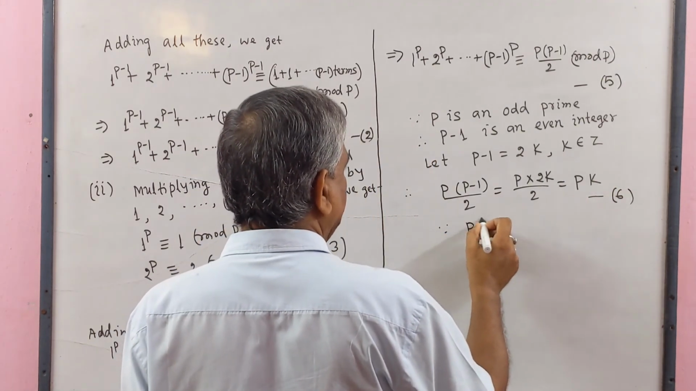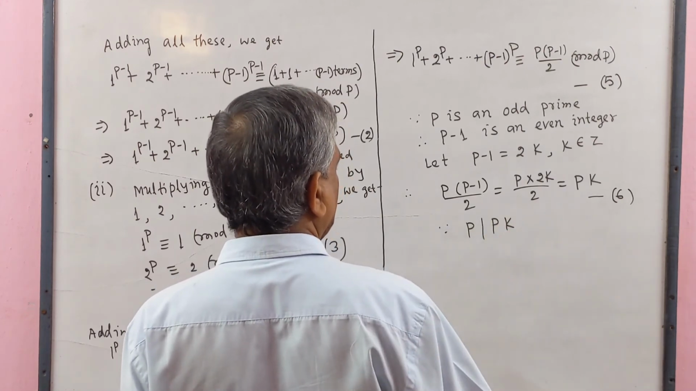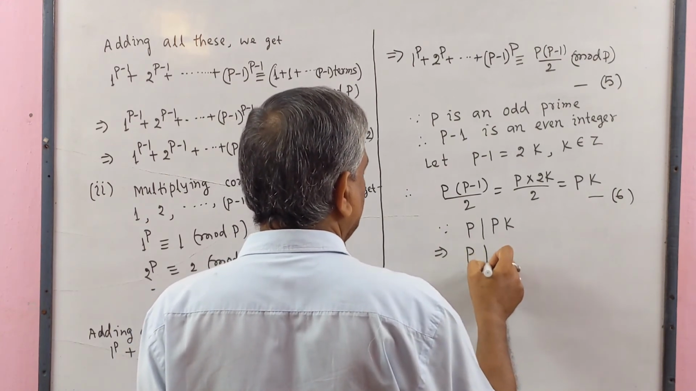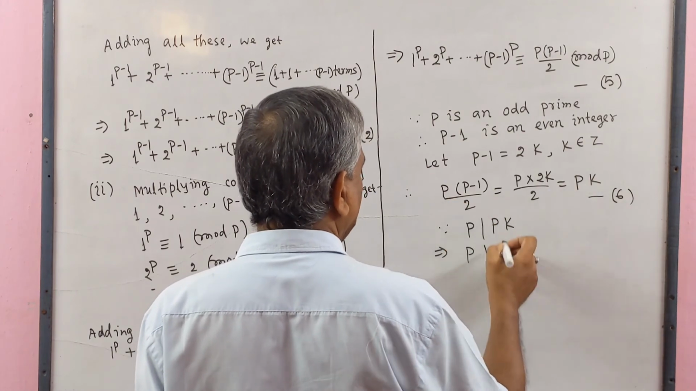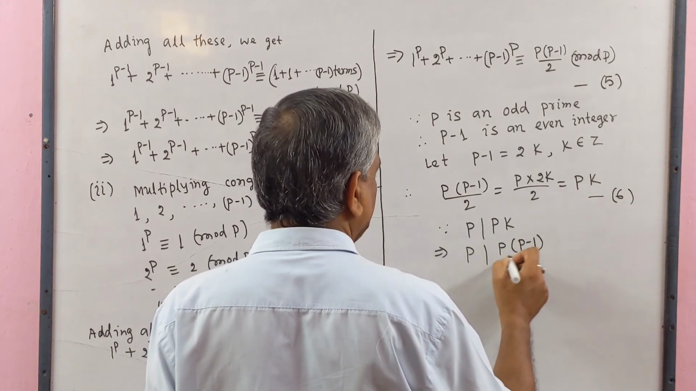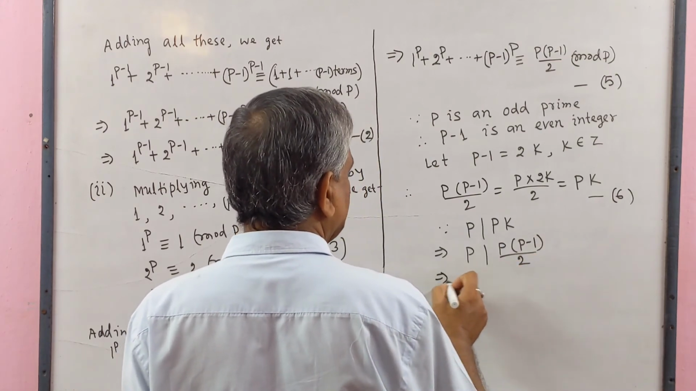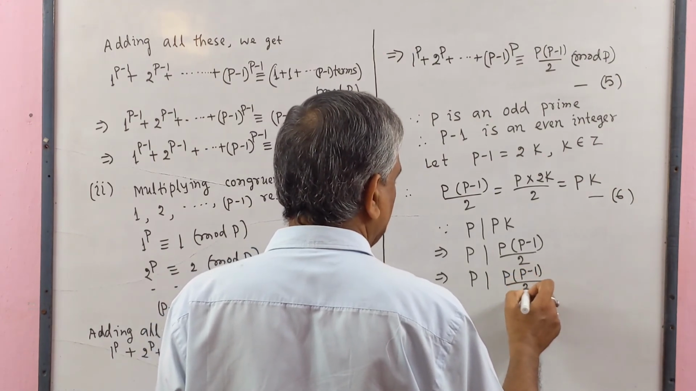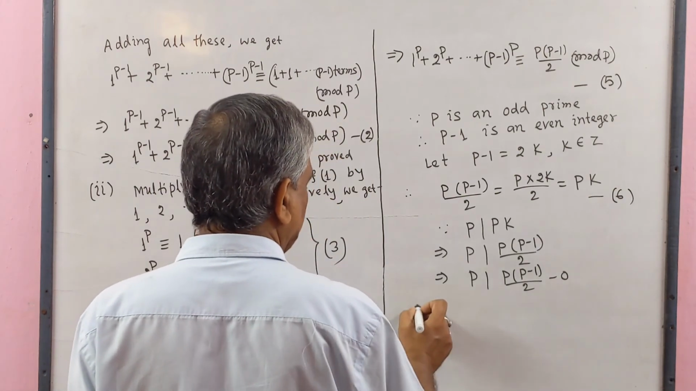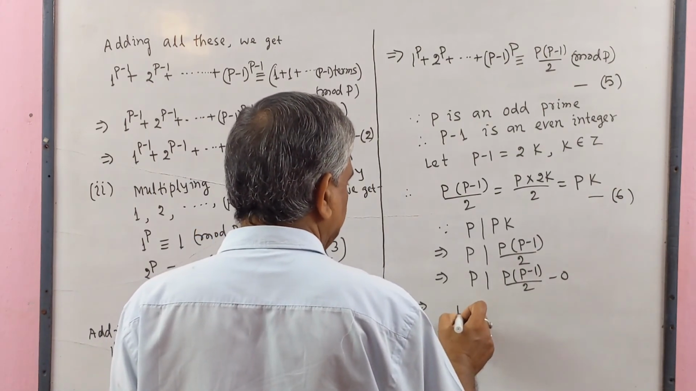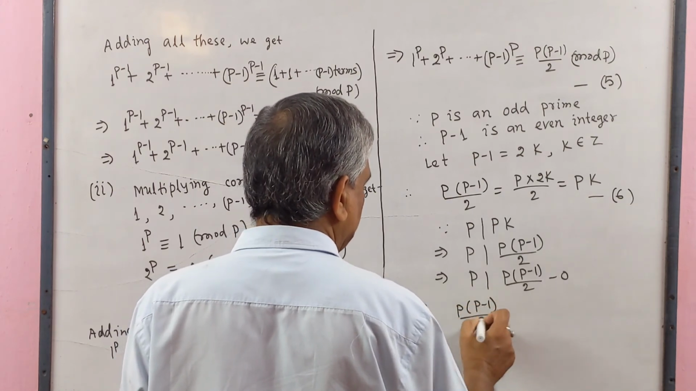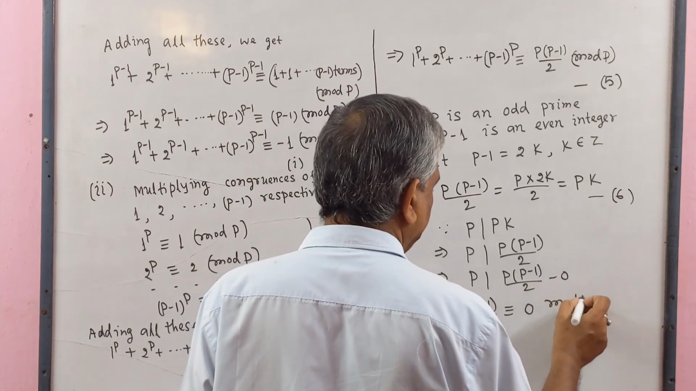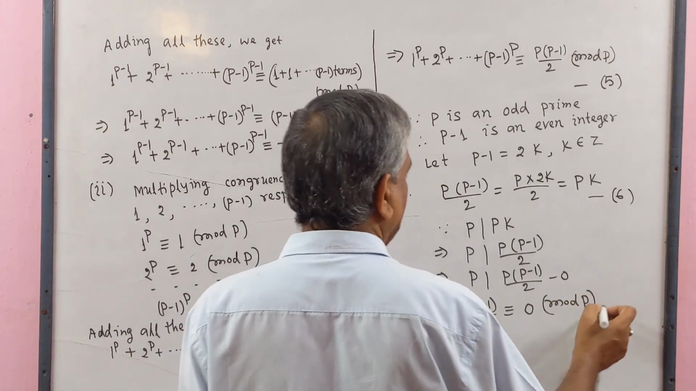Since p divides pk, this implies that p divides p multiplied by p minus 1 over 2, which implies that p divides p multiplied by p minus 1 over 2 minus 0, which implies that p multiplied by p minus 1 over 2 is congruent to 0 modulo p. Let this be number 7.